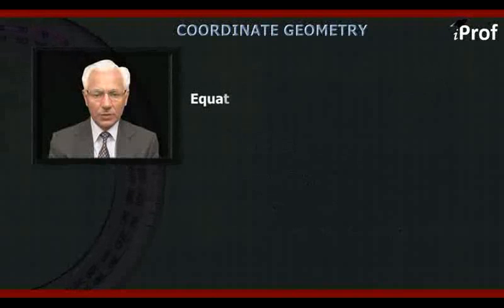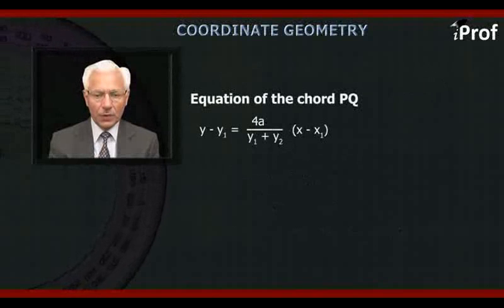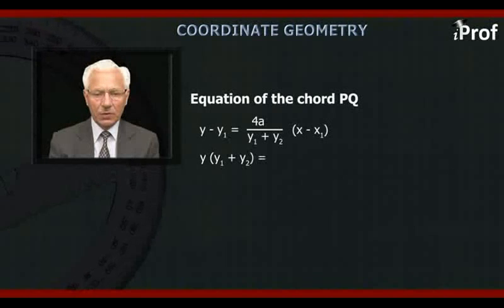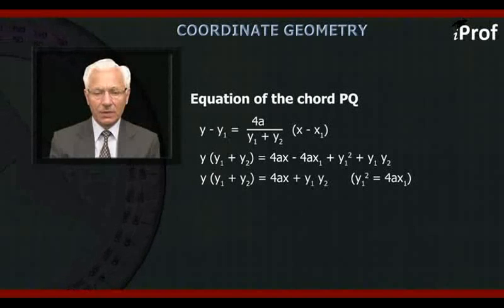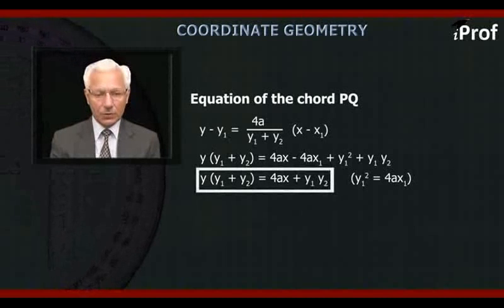Hence, the equation of the chord PQ becomes y minus y1 is equal to 4a upon (y1 plus y2), which is the slope, into (x minus x1), which simplifies to y times (y1 plus y2) is equal to 4ax minus 4ax1 plus y1 squared plus y1 y2. But y1 squared is equal to 4ax1, which simplifies to y times (y1 plus y2) is equal to 4ax plus y1 y2, which becomes the equation of the chord PQ.